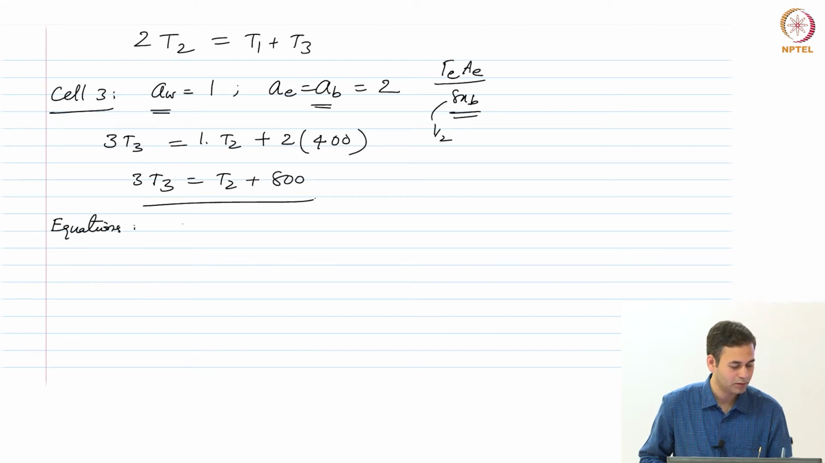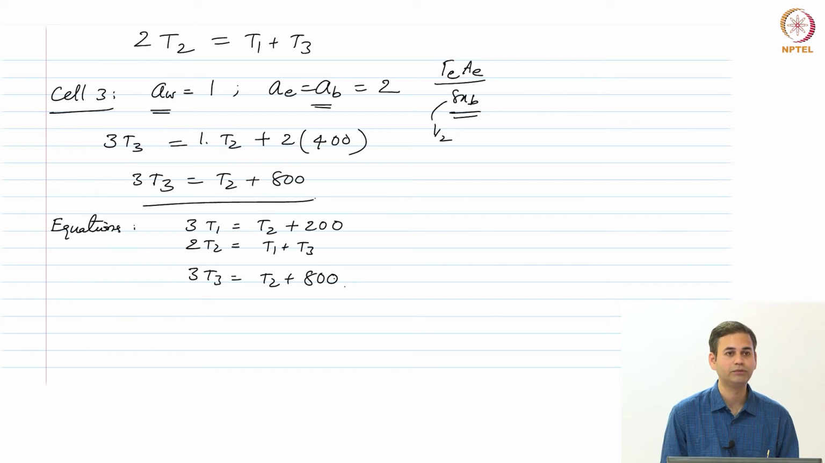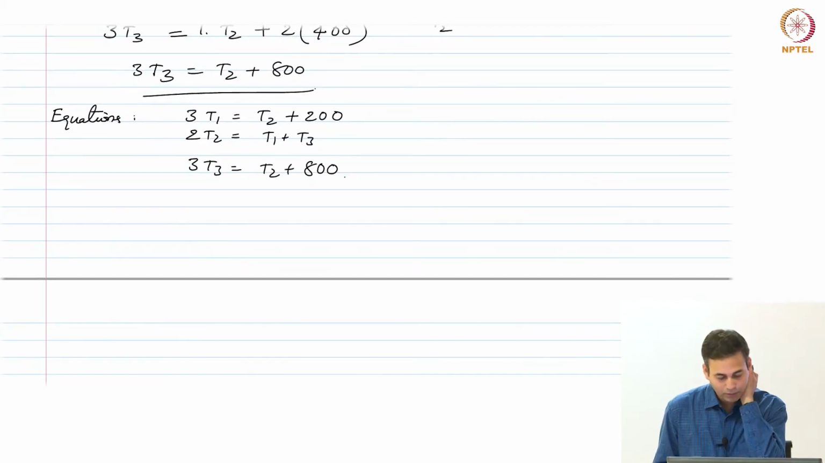Equations are 3 T1 equals T2 plus how much? 200. Okay. Then 2 T2 equals T1 plus T3 plus 0, nothing else here. What about the third one? 3 T3 equals T2 plus 800, fine. So, we have these 3 equations. Now, we will apply TDMA.